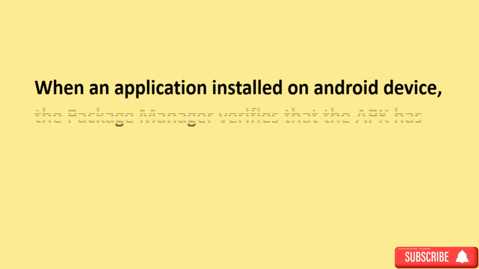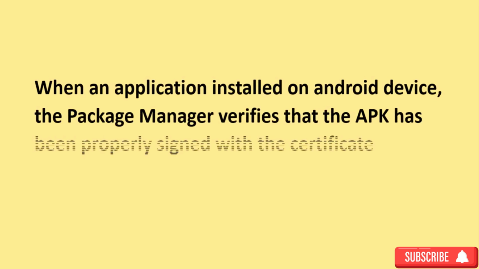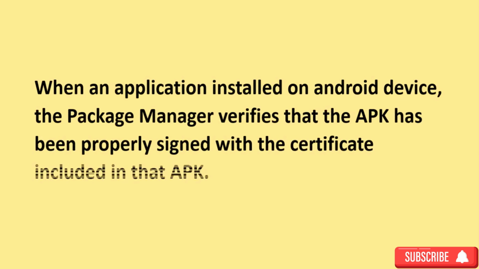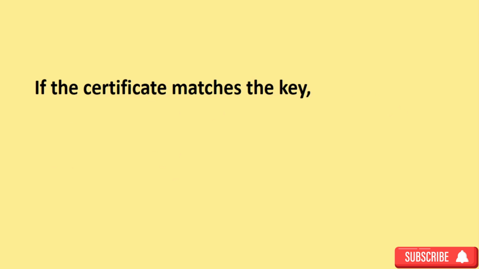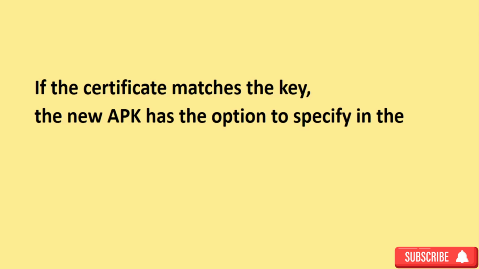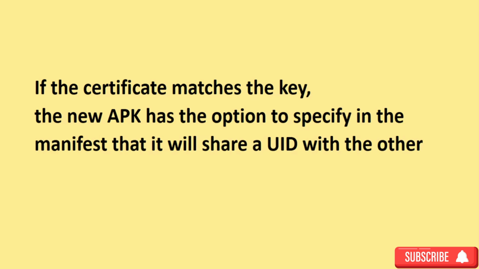Now when an application, or APK file, basically applications are APK files, whenever these are installed on an Android device, the package manager is the entity that verifies that the APK has been properly signed with the certificate included in the APK. If the certificate, or more accurately the actual public key in a certificate, matches the key that is used to sign any other APK in a device, then the new APK has the option to specify in the manifest that it will share a user ID with other similarly signed APKs, right?